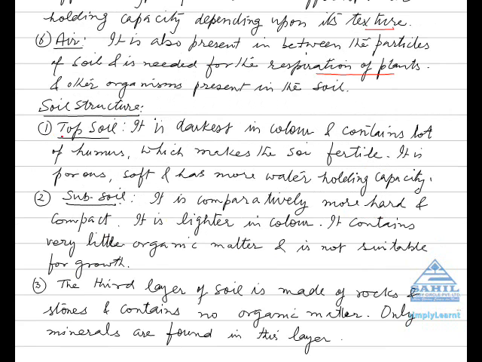Soil structure. Number 1. Topsoil. It is the darkest in color and contains a lot of humus, which makes the soil fertile. It is porous, soft and has more water holding capacity. Number 2. Subsoil. It is comparatively more hard and compact. It is lighter in color. It contains very little organic matter and is not suitable for growth. Number 3. The third layer of soil is made of rocks and stones and contains no organic matter. Only minerals are found in this layer.